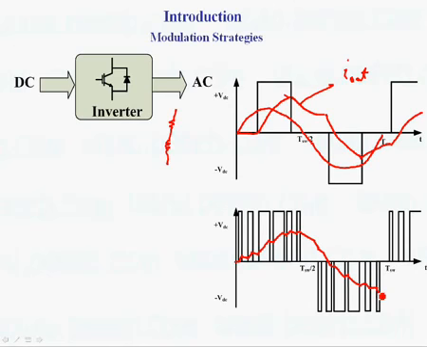And here you can see that the shape of the output current is more sinusoidal compared to that one. And why is it more sinusoidal? That's because we have more pulses, which can improve the output voltage and output current.